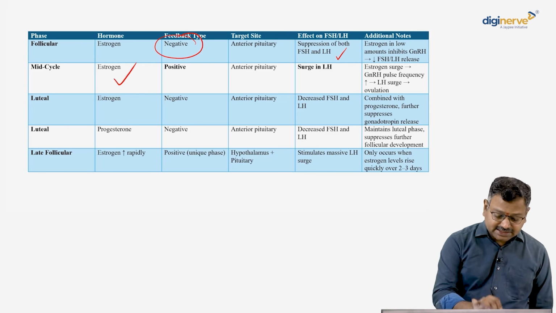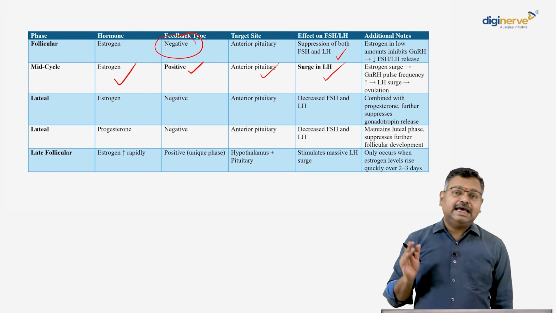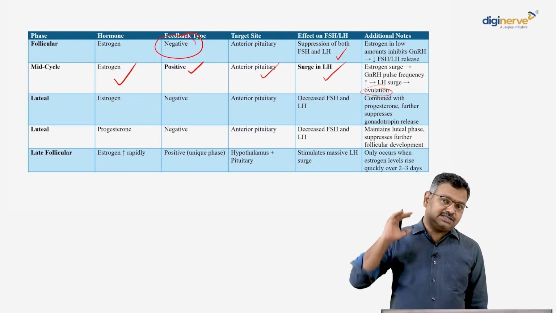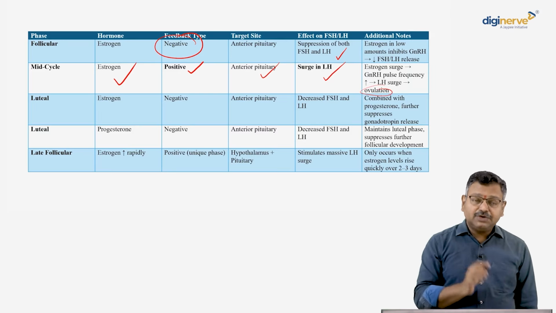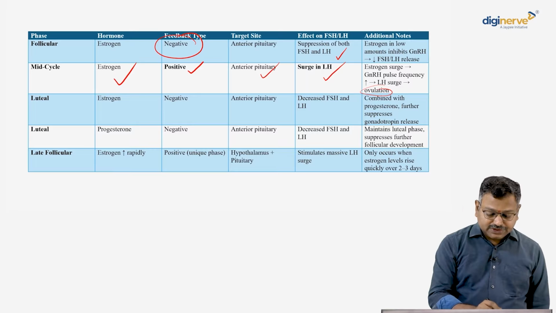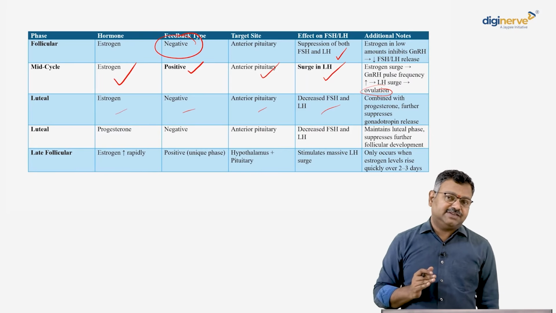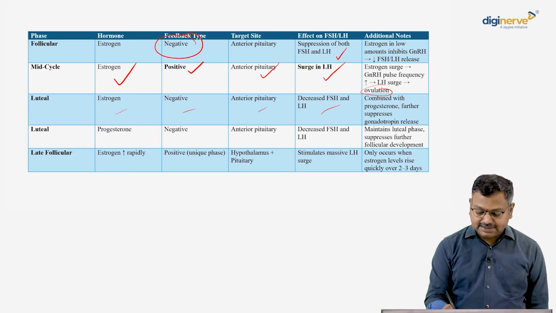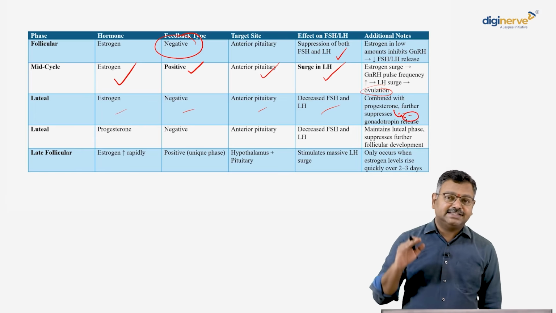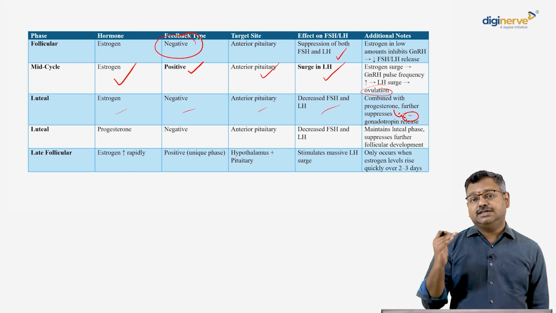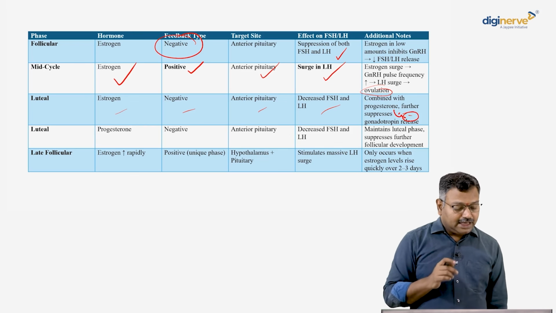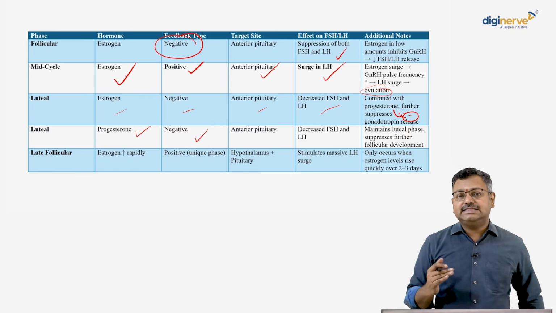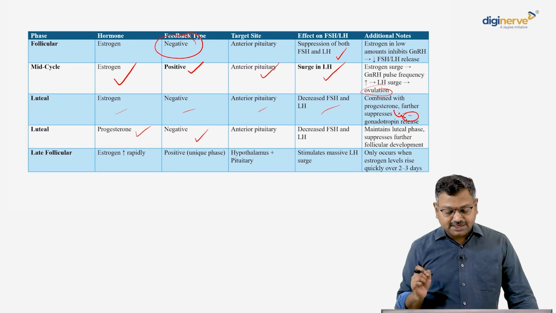In the mid-cycle, estrogen is increased, with positive feedback on the anterior pituitary, causing an LH surge, and that LH surge is going to result in ovulation. So estrogen surge, GnRH surge, LH surge, ovulation. The luteal phase is to maintain the corpus luteum. So estrogen gives negative feedback on the anterior pituitary, decreasing FSH and LH. But here the progesterone comes in and further suppresses the GnRH. So progesterone is inhibitory on the GnRH, and that prevents further ovulation. Later, progesterone again gives negative feedback on the anterior pituitary, decreasing FSH-LH and GnRH, preventing further ovulation, and it maintains the corpus luteum.